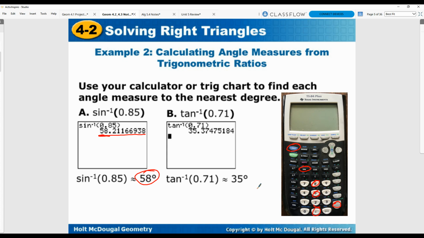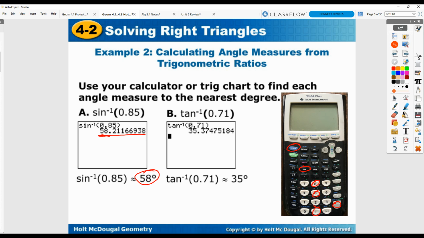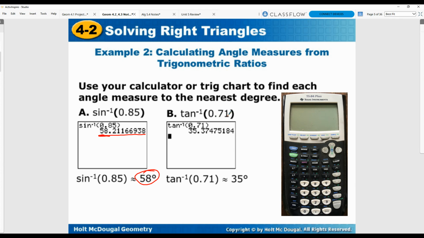All right. Try this one here for tangent. Okay, follow the same process. Let me erase these things here. Okay, so if you knew your tangent ratio was 0.71, we could do the inverse trig ratio, the inverse tangent ratio, and find our angle size, which would be 35 degrees.